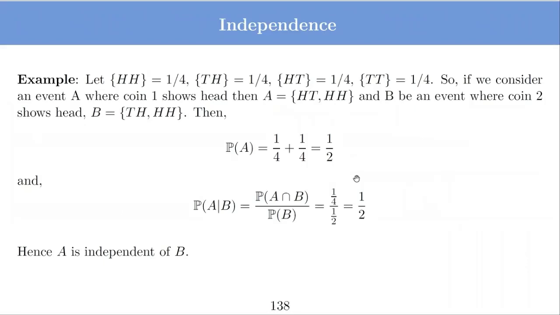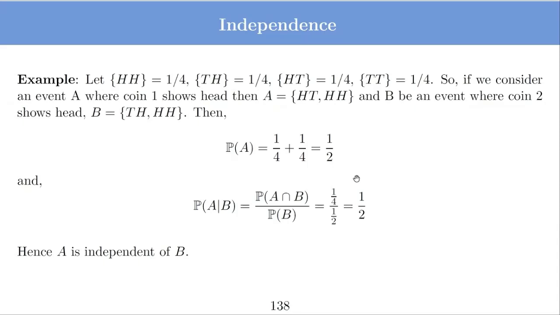So we will see one example. Let us assume that you are doing two coin tosses together, and the outcomes are HH, HT, TH, and TT, and the probabilities are 1 by 4, 1 by 4, 1 by 4, 1 by 4. It means each of the singleton events has equal probability.